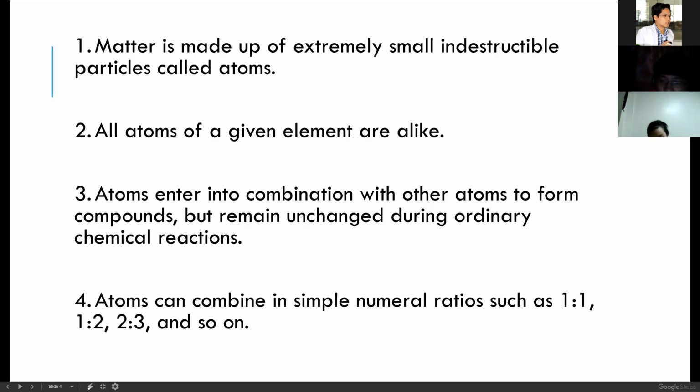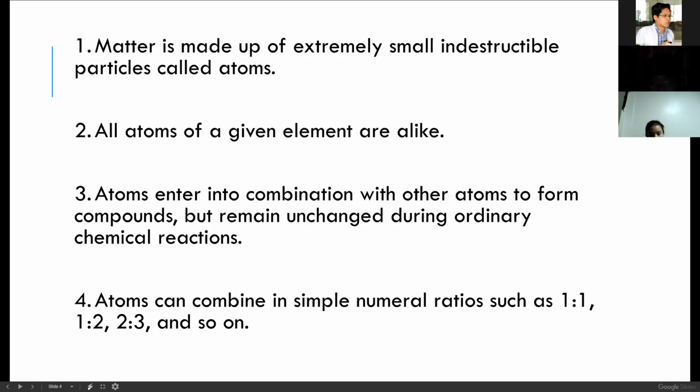Number three, atoms enter into combination with other atoms to form compounds, but remain unchanged during ordinary chemical reaction. So just like when we mix sodium and chlorine, we can form sodium chloride. So according to John Dalton, the atoms remain unchanged. That is an ordinary chemical reaction because we don't actually extract water in it.